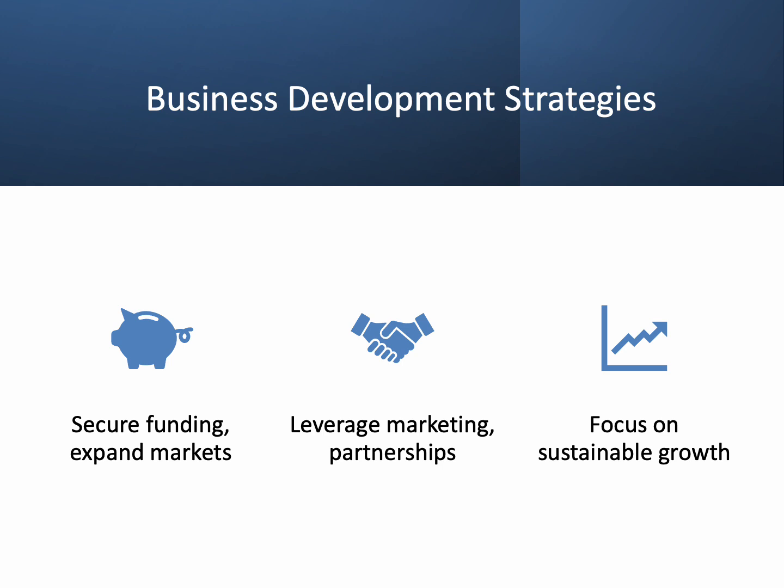Strategies include securing funding through loans or investors, expanding markets via exports or franchises, and leveraging marketing, like digital campaigns. Partnerships, such as with suppliers or tech firms, enhance growth, as seen with Shopify's ecosystem. Sustainable growth involves balancing profitability with environmental and social responsibility. Ethical considerations include transparent marketing and fair partnerships.